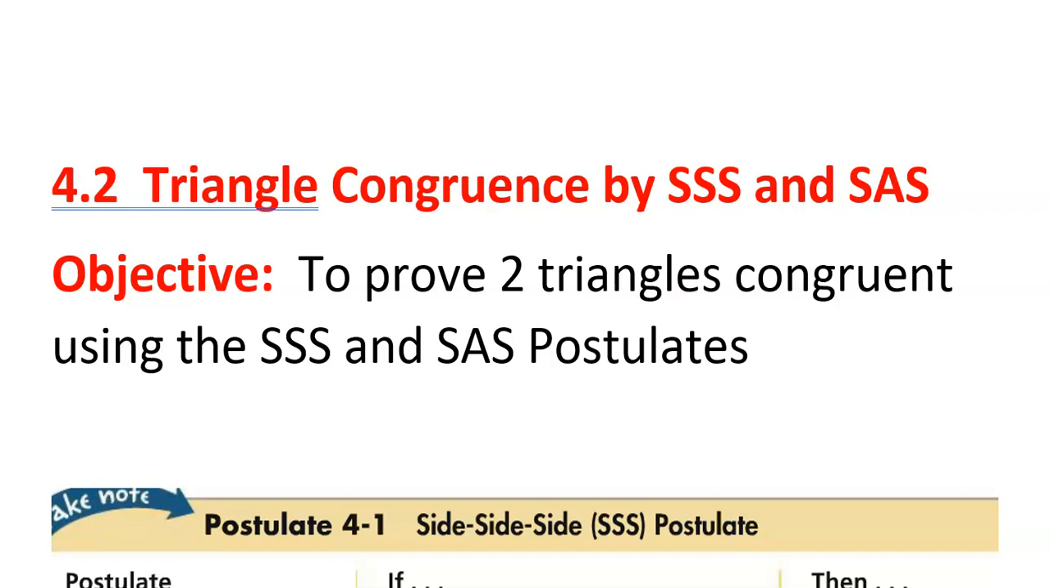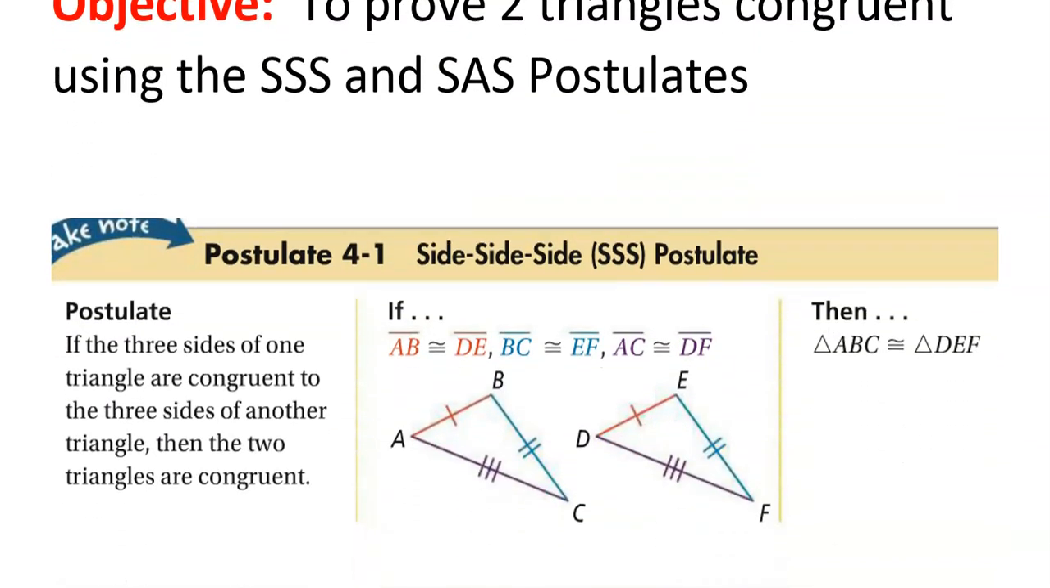Okay, so today we are looking at triangle congruence by side, side, side, and side angle side. So SSS is side, side, side. SAS would be side angle side. What we're looking at is to prove two triangles congruent using these two methods.